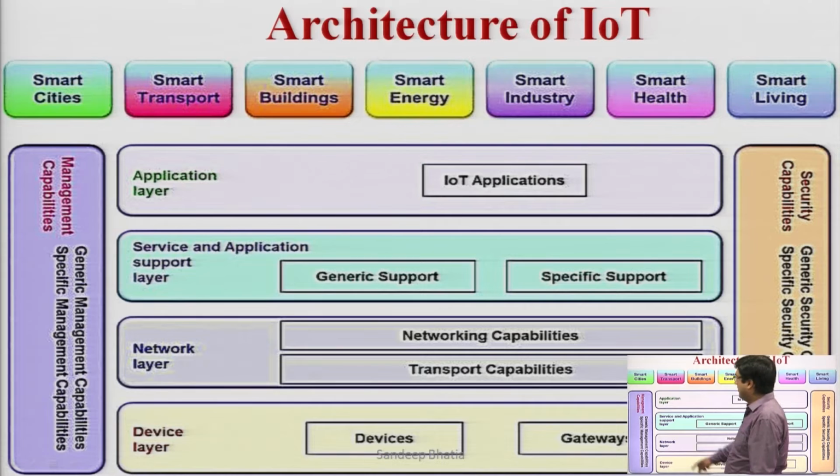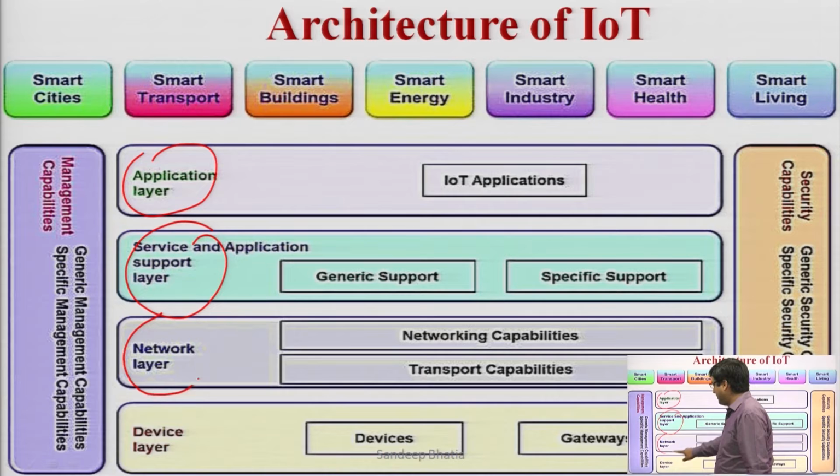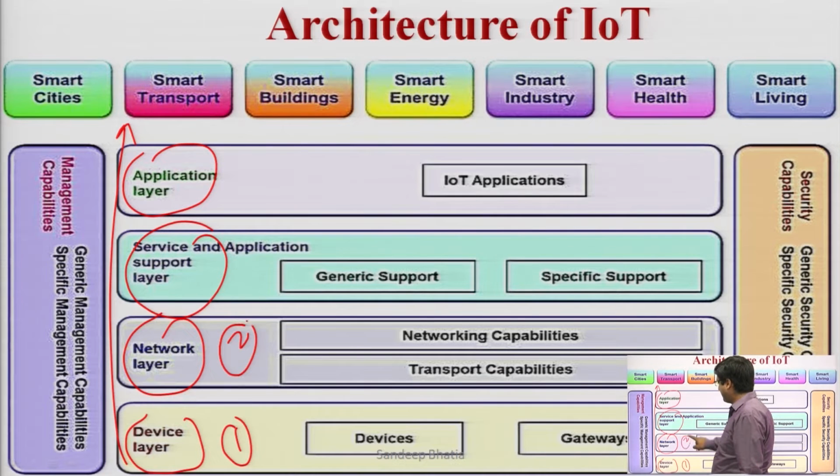Here you can see that in the architecture there are 4 layers: application layer, service layer, network layer and device layer. We are going from the bottom to the top. The first layer is the device layer, the second layer is the network layer, the third layer is the service layer, and the fourth one is the application layer.